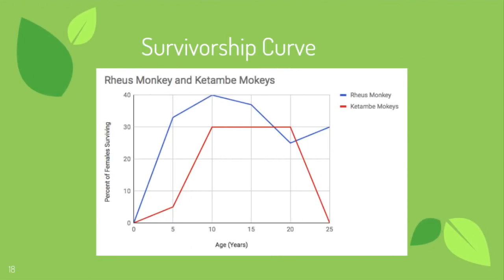The graph above shows the survivorship curve of two monkey species in the tropical rainforest, the rhesus monkey and the carambe monkey.